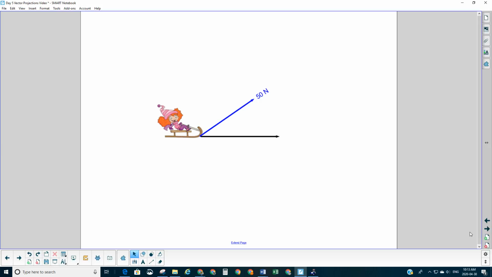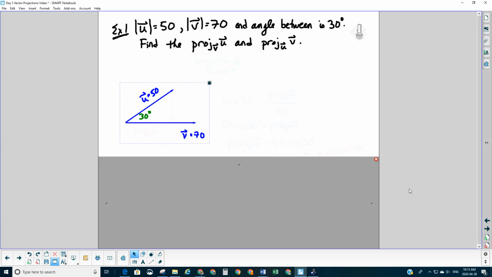So the question is, how do we figure it out mathematically? So we're going to look at a scenario, and you can see the example that I have here sort of mimics what I just had there, a 50 Newton force, but we're going to say that there's another vector down here, that's 70 units long. That 70 is not going to play into effect until the second part of this question. All right, so we've got two vectors, U whose magnitude is 50 and V whose magnitude is 70, and the angle between them is 30. So we've got that scenario set up.